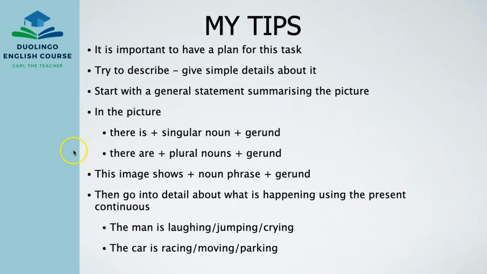So first sentence, in the picture there is, or this image shows. Then go into detail using the present continuous tense. So what's the best way to improve your score? Once you've got that plan in your mind, what is the best way to lift your production and your literacy grades here on this task? The way to improve your score and to really lift your grade is to have accurate grammar and punctuation plus a range of vocabulary.